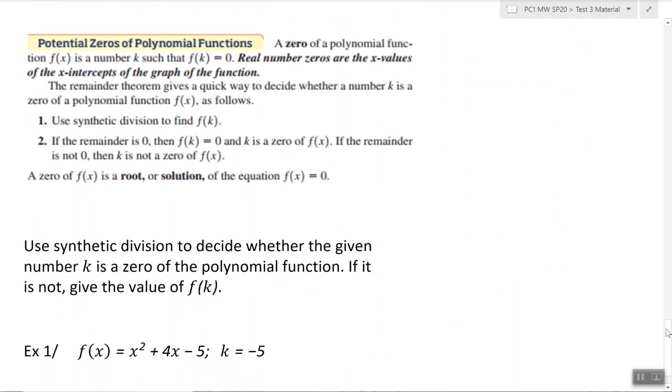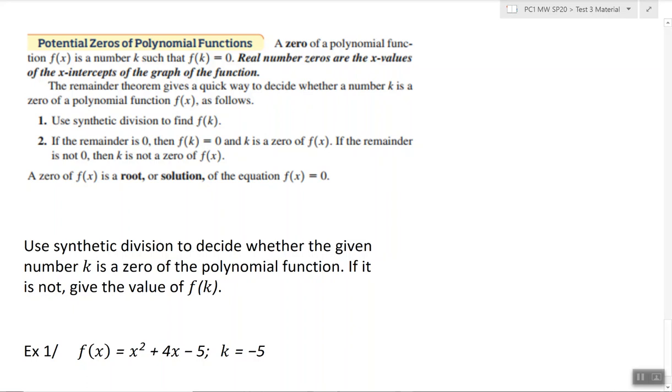Potential zeros of polynomial functions. A zero of a polynomial function, f of x, is a number k such that f of k equals 0. So that's all that is. It's a number that if we put it into the function, it equals 0. Now, by the remainder theorem, we also know that if your remainder is 0, that means that f of k is 0, which would mean that k is a 0.